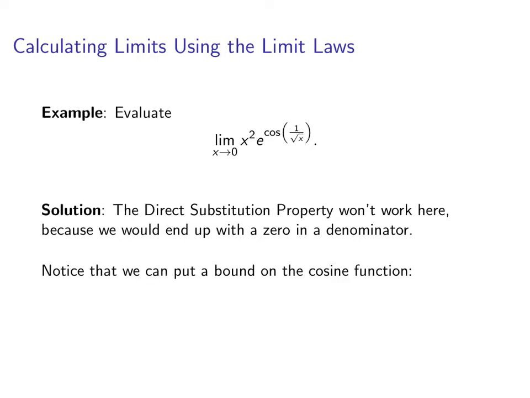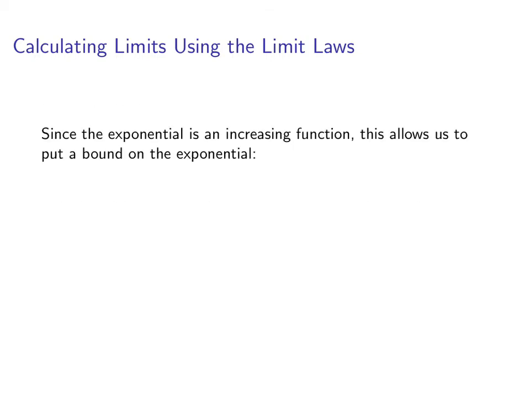Now we can put a bound on the cosine function. We know that no matter what we plug in for cosine, we're always going to get a number between -1 and 1. Now our exponential is an increasing function. This allows us to put a bound on the exponential. So I know that e to the cosine of 1 over square root of x has to lie between e to the -1 and e to the 1.